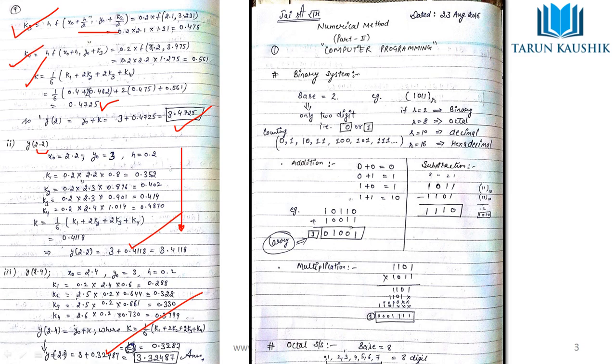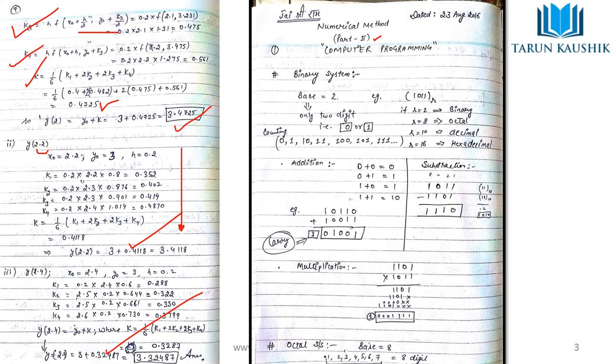I have not used the formula again and again in this portion, but in the mains you are required to use the formula again and again. Each time you are required to calculate, always put the formula for getting better marks. Okay, so this was the portion of part 1 which we had left. Now for today we will be doing part 2, that is computer programming.